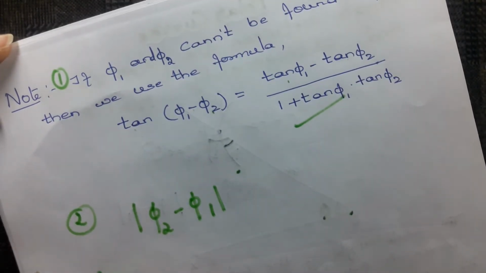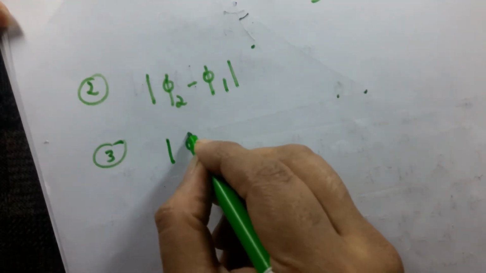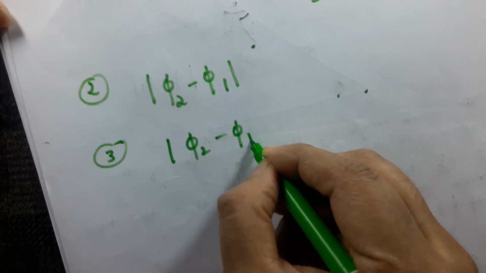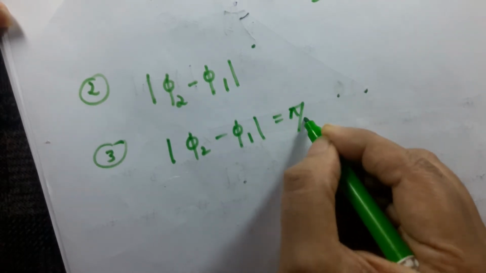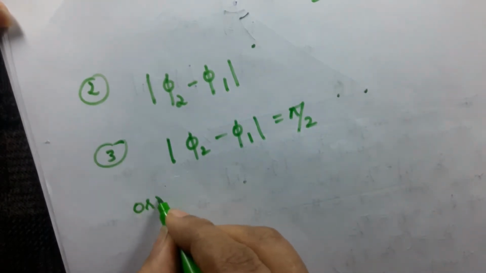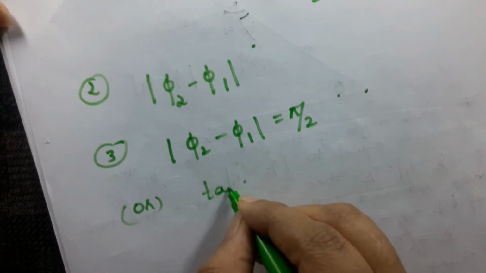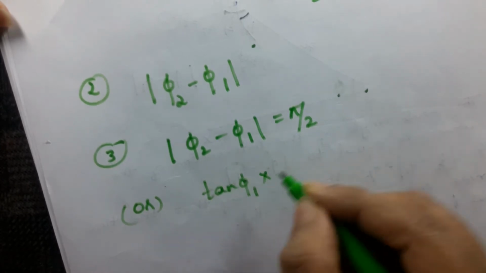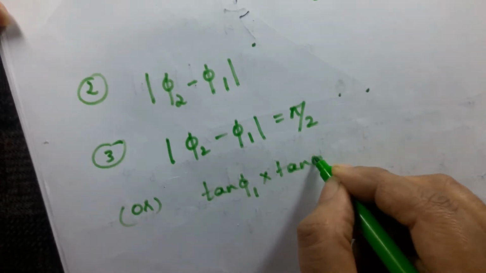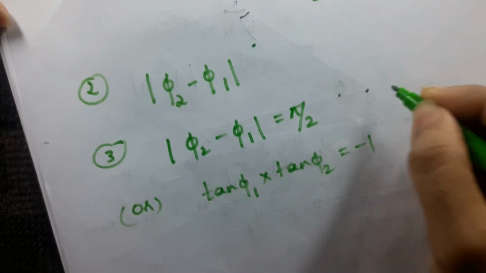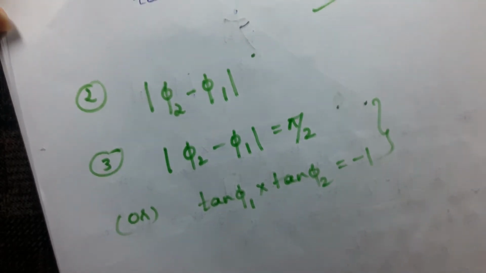The third formula is, if the two polar curves are intersecting orthogonally, then the modulus of phi 2 minus phi 1 is equal to pi by 2, or I can use the formula tan phi 1 into tan phi 2 is equal to minus 1. These two are the conditions for orthogonality.